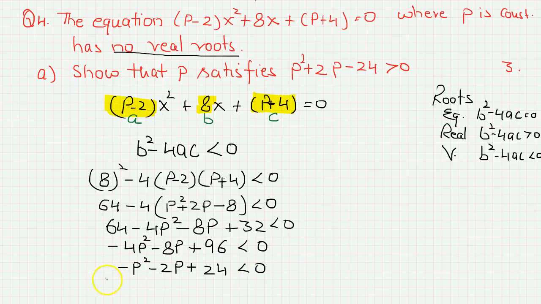Now multiply each side by negative. We know when we multiply by a negative, the sign changes. So it will be p squared plus 2p minus 24 is greater than 0. p squared plus 2p minus 24 is greater than 0. That is what we are supposed to prove.